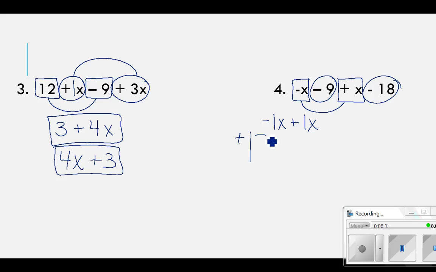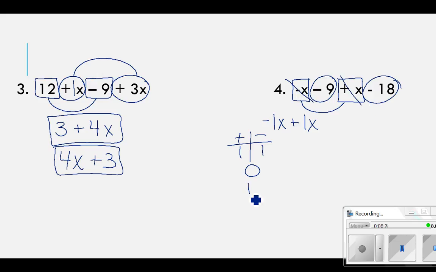If I make a t-chart with that, I have a 1 on the negative side, a 1 on the positive side. They're on different sides, so I find the difference. The difference between these is 0. So I don't even have anything to put for x values.